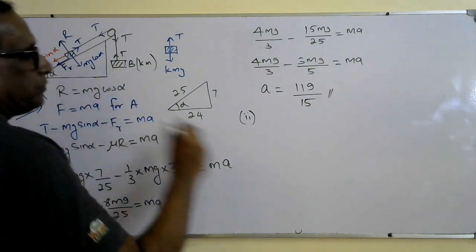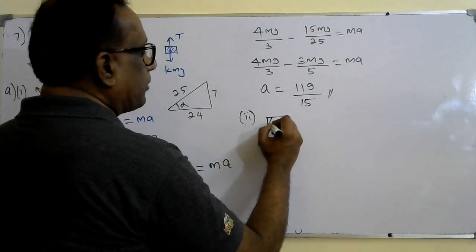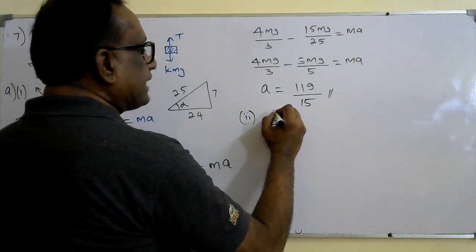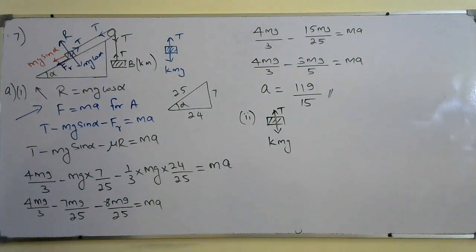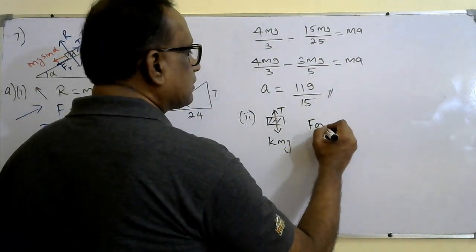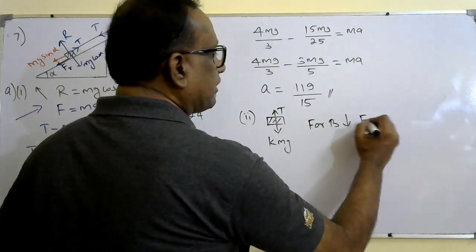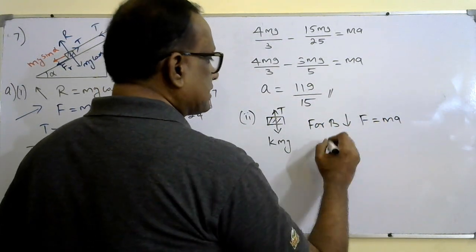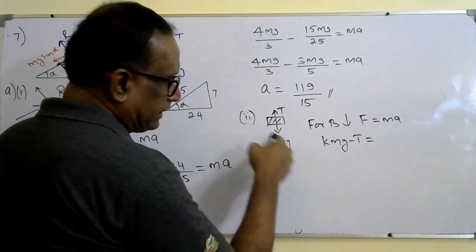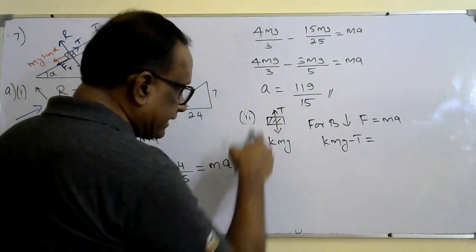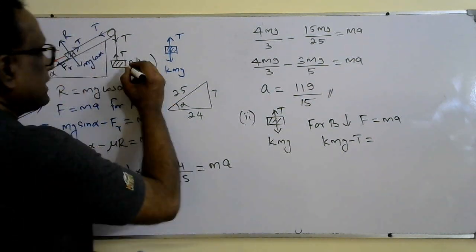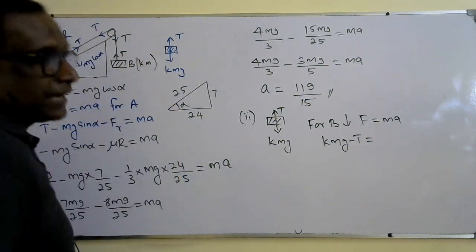So when you think about B, the acceleration should be the same. How many forces are acting on B? If I draw the B again, its weight is acting, Kmg, and there is tension T. That's all, these are the two forces acting. Its acceleration should be the same. So now write for B downwards, F equals ma. F is Kmg minus T. Kmg downwards, T upwards. It's accelerating down with the same acceleration because it's an inelastic string: same velocity, same acceleration, right?